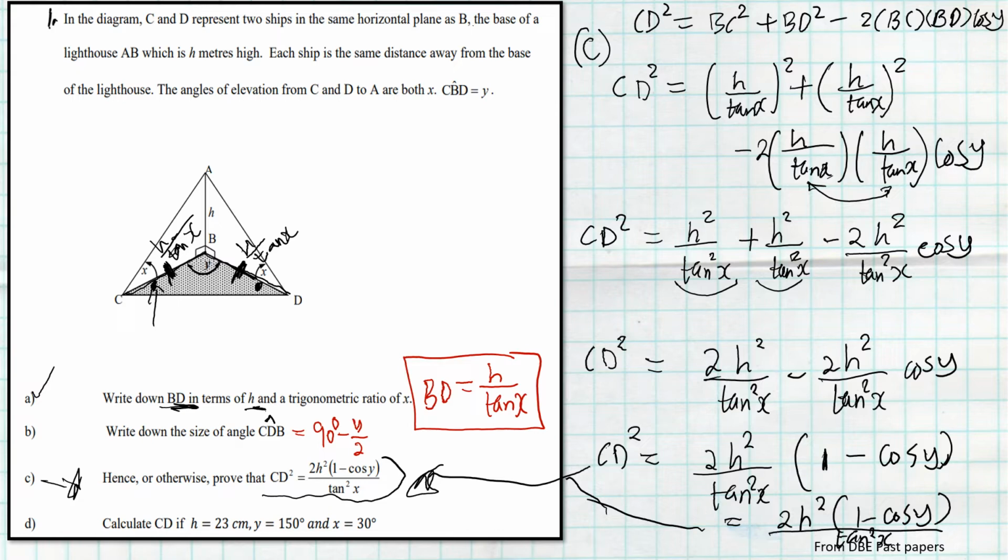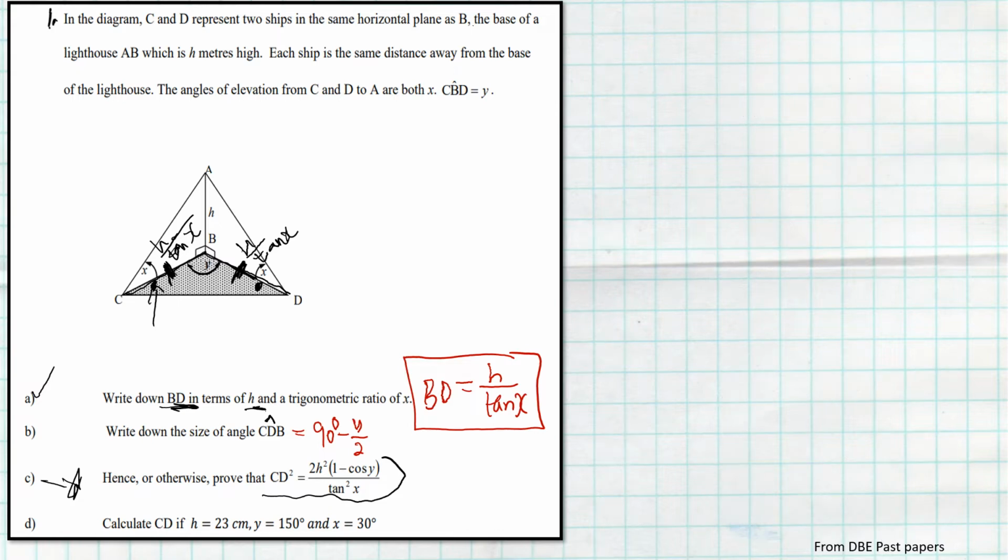Okay, let's go to D. It says calculate CD if h is equal to 23 centimeters, y is equal to 150 degrees, and x is equal to 30 degrees. So this last question, you'll definitely get it in most of the two-dimensional problems, and it's very, very simple. It just connects with the previous question.